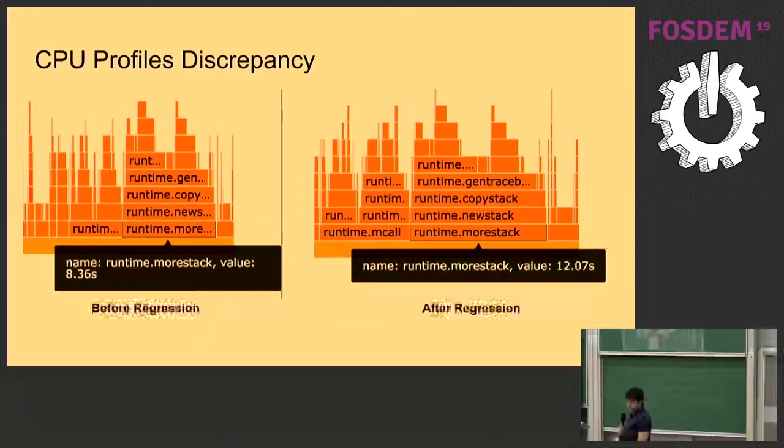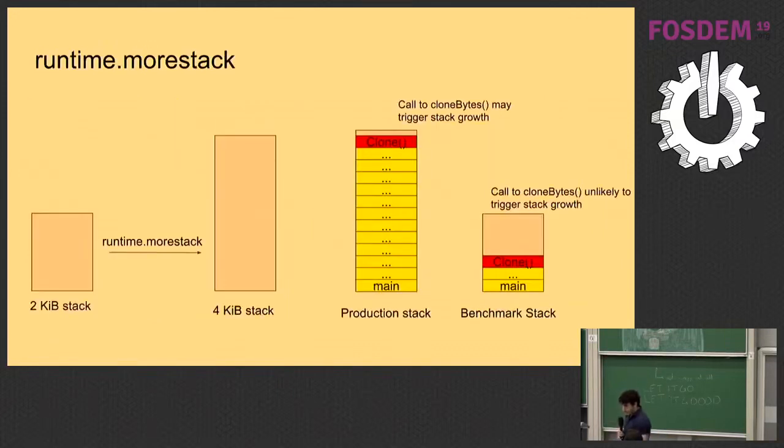Humans just make mistakes. And there actually was a pretty big difference in this one function called runtime.morestack. But we're like, oh, that's a runtime function. Runtime's always correct. Can't be my fault. Turns out that wasn't true. So we dug into this, tried to figure out what this function does.